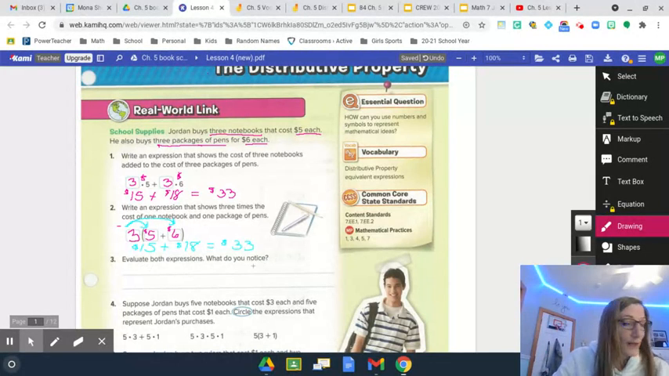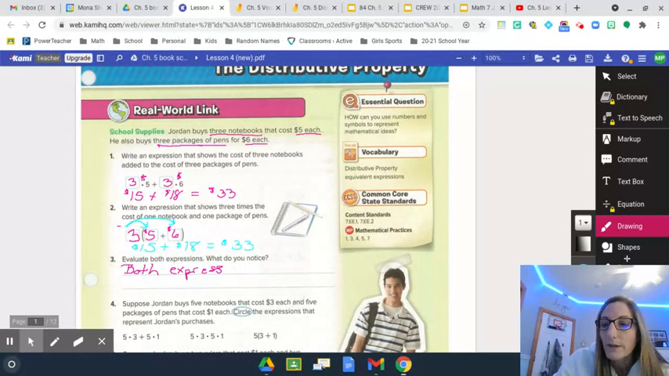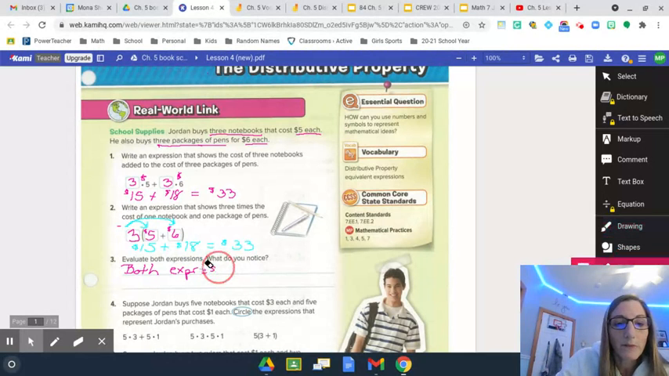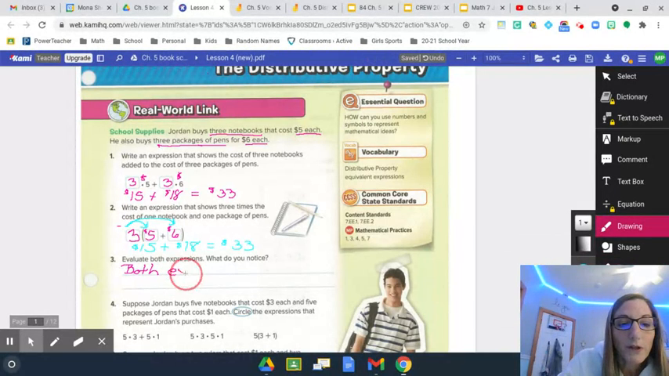When I look at what I notice, so answering number 3, I'm going to say both expressions... sorry, this pen sometimes gets really messy. Let's try this again. All right, both expressions have the same value.